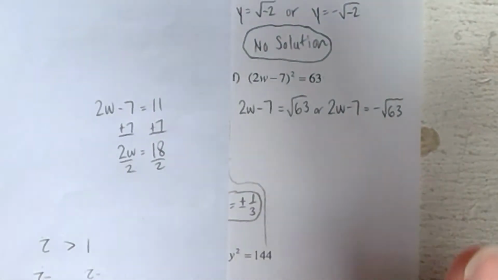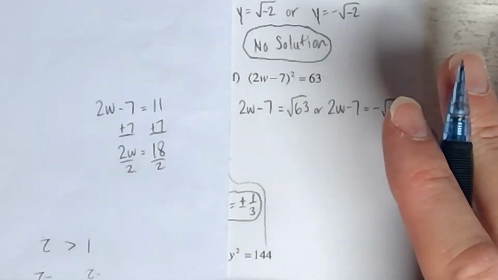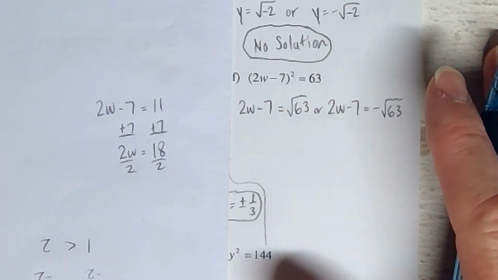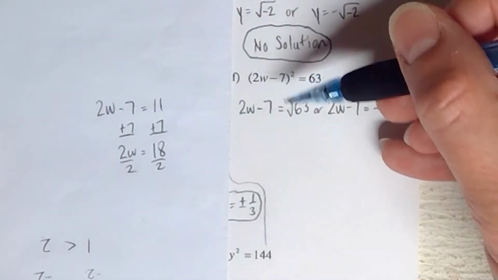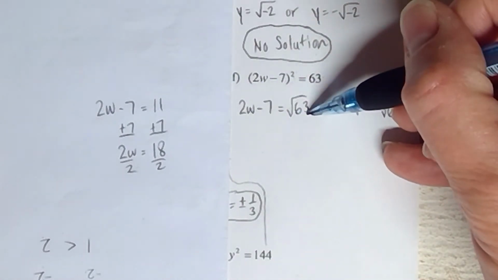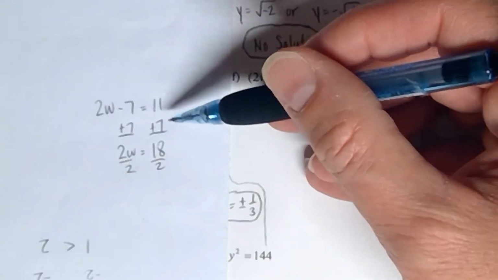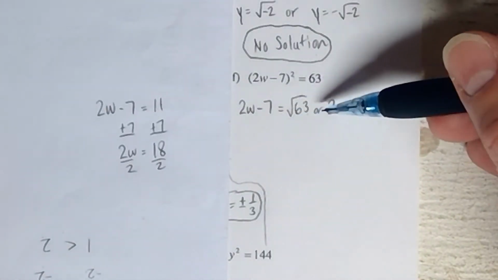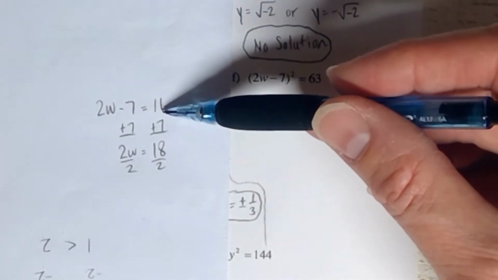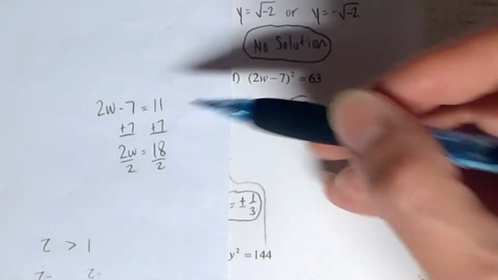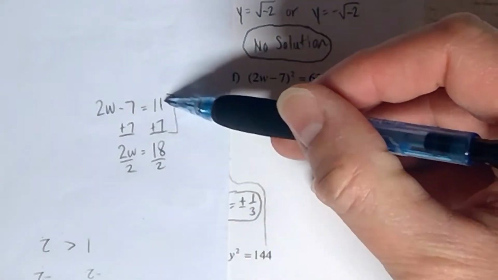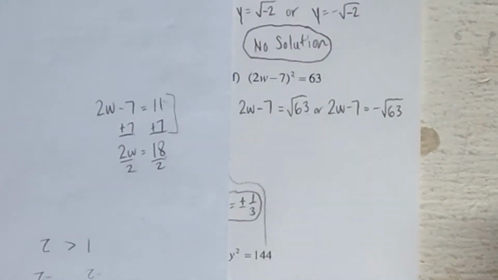Now there is a minor issue here though that you need to be aware of. When we move over the 7 with the square root of 63, we can't combine the 7 and the square root of 63 like we were able to combine the 11 and the 7, because these were like terms. And so I was able to combine them and make them equal to 18.